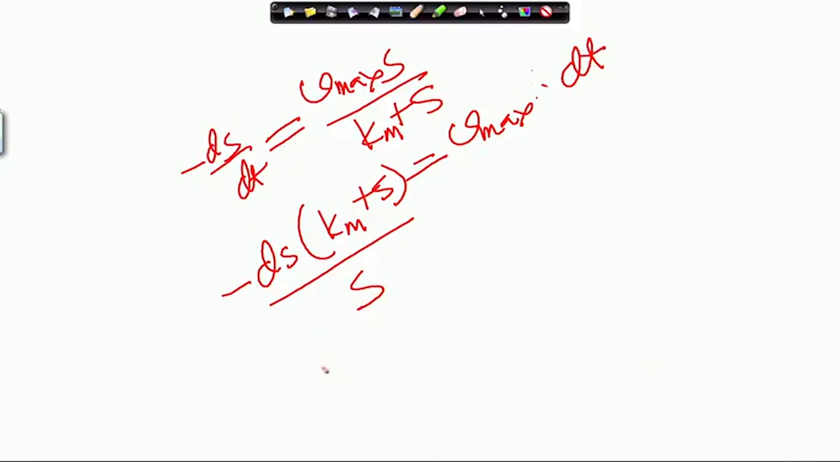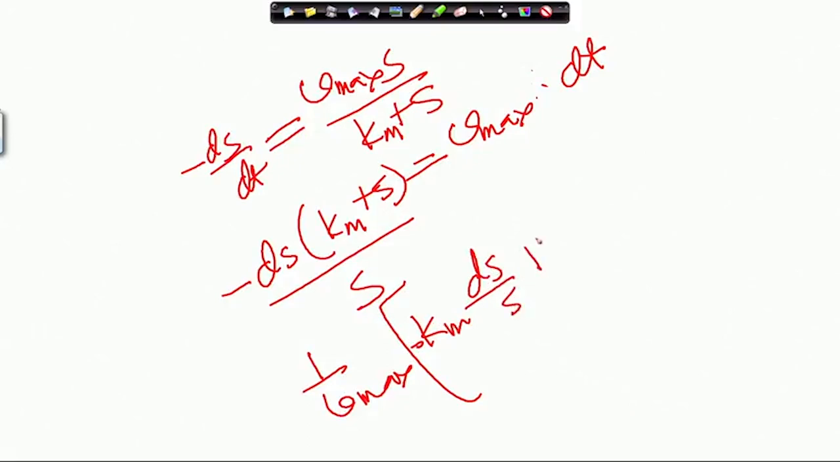Now if you solve it, what you will get? I can write 1 by Vmax, Vmax I can take common, this will be equal to Km into minus Km into dS by S, plus, no, minus. So you can write minus, because minus will come here, and this will be dS by S into S. Am I right? So this will cancel, and this will be equal to dt.